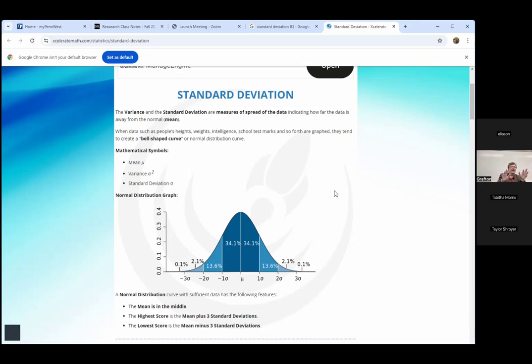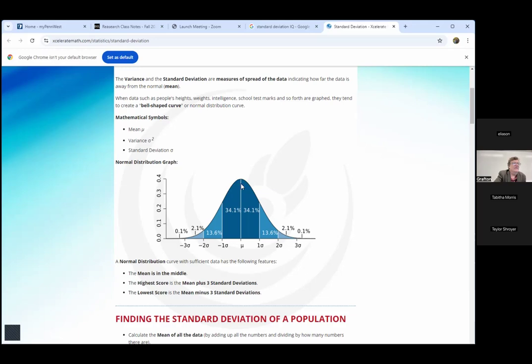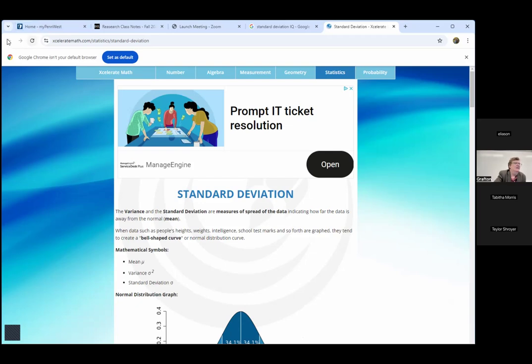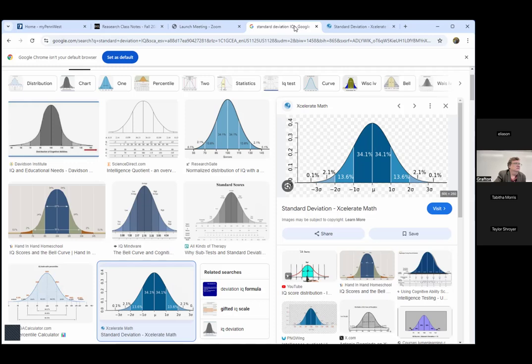What we need to talk about now is if they give you a score, any score, and they say, what's one standard deviation from this score, if this is the mean, how do you figure that out? Or if this is the mean and they give you another score, how many standard deviations does that fall away from the mean? It's going to be some question like that. How do you figure that out in your mind? Well, I'll show you.